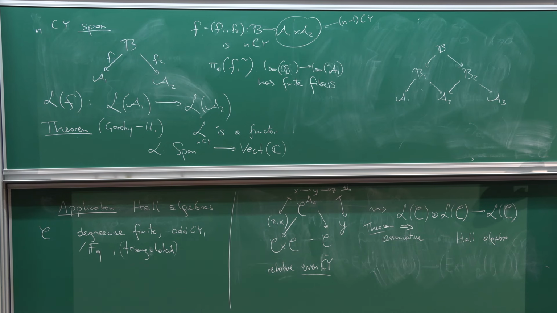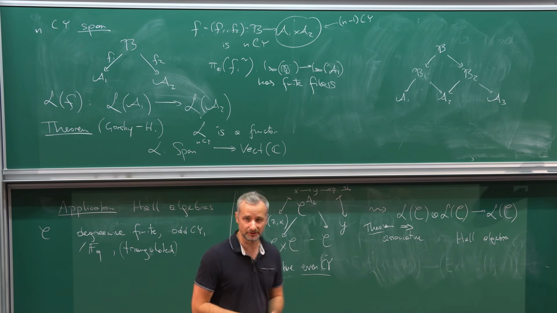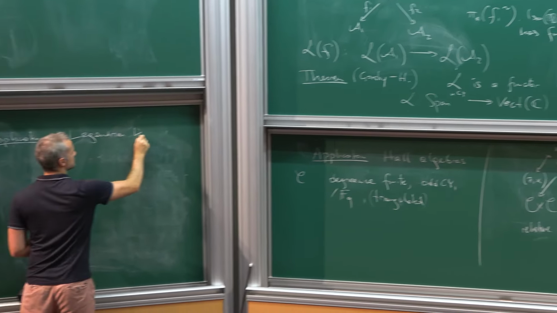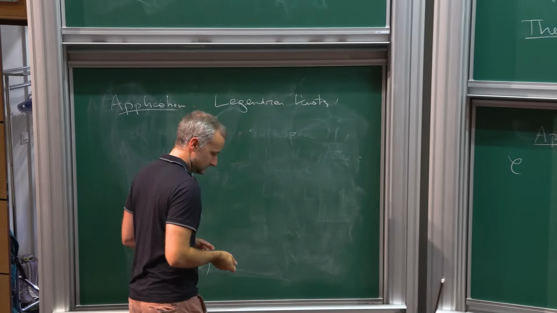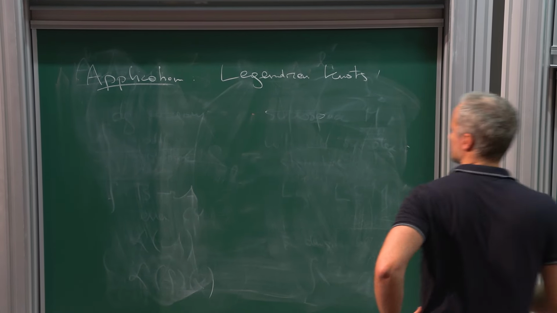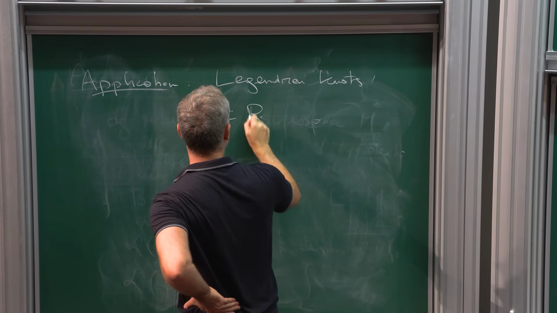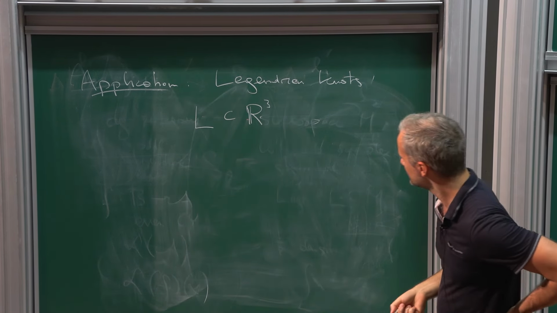Okay, so there's a second place in mathematics where this homotopy cardinality has appeared that I know of, which is in Legendrian knot theory. So the second application will be to Legendrian knots. I'm going to consider some Legendrian knot or link in standard R3, with the standard contact structure.